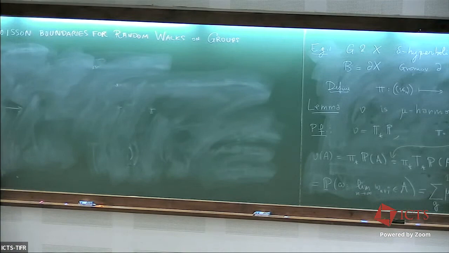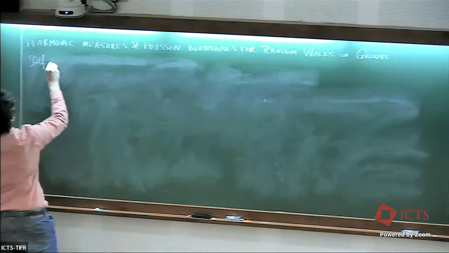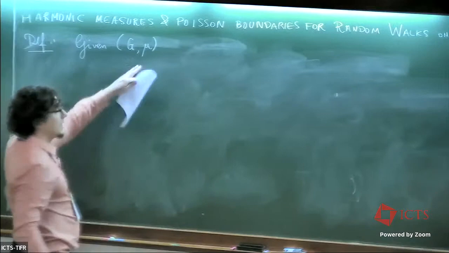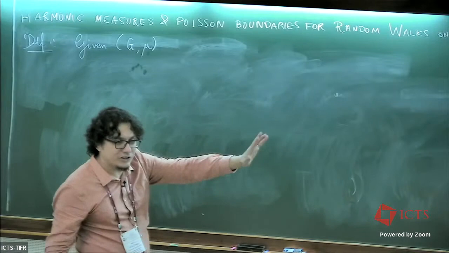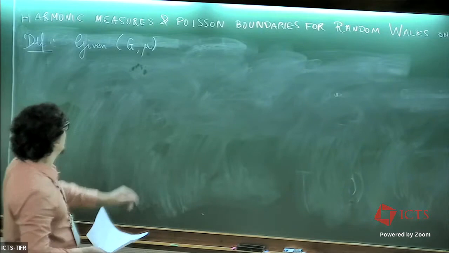So the definition is that, given, again, very importantly, we always need to be given G and mu. Sometimes in certain communities, people overlook this fact. This very much depends on mu, even though in the end, it turns out that it will almost look like it doesn't in the practical cases that we know how to do, but it still does very much depend on this.